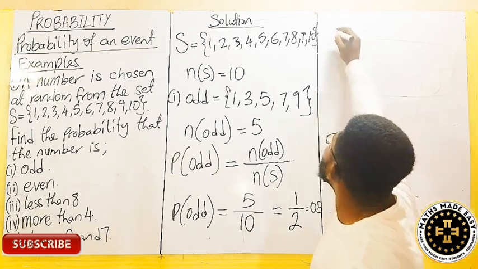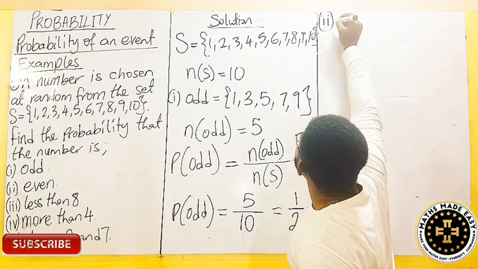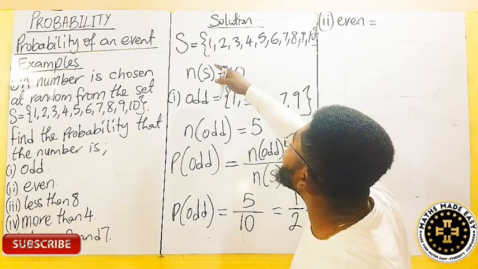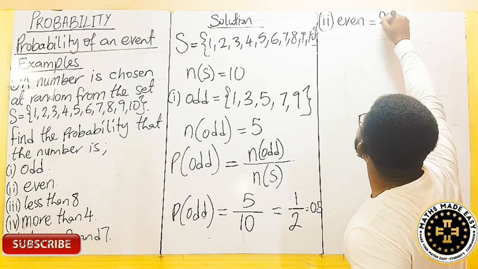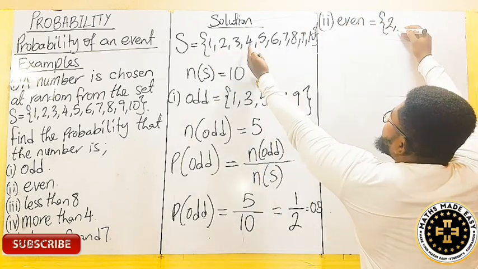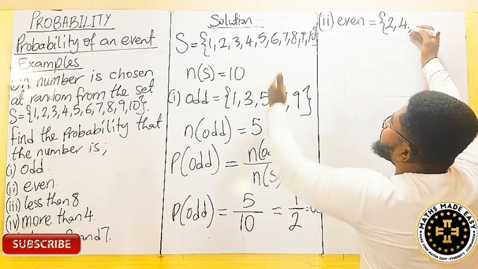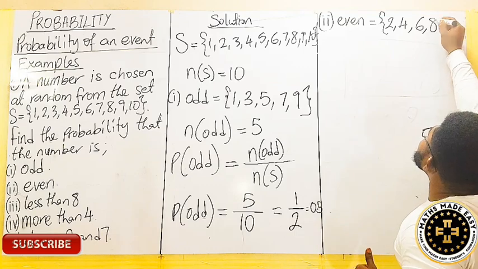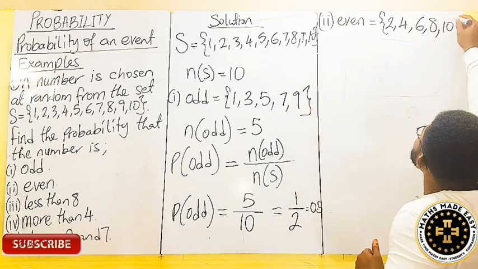Even numbers. We are talking about when the event is even numbers. Now let's see how many even numbers we have. We have 2 as even. From there, 4 is even, 6 is even, 8 is even, and 10 is even. It is simple.